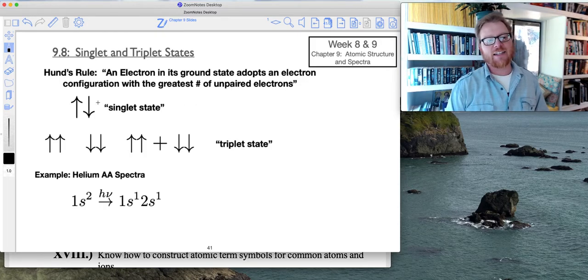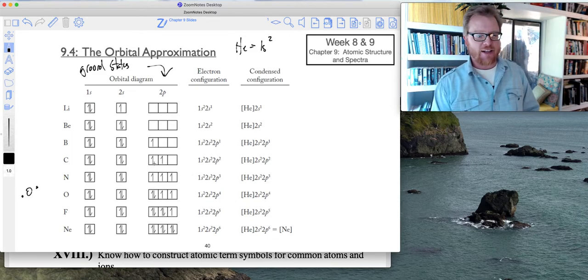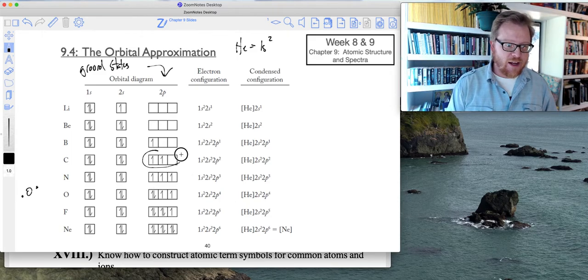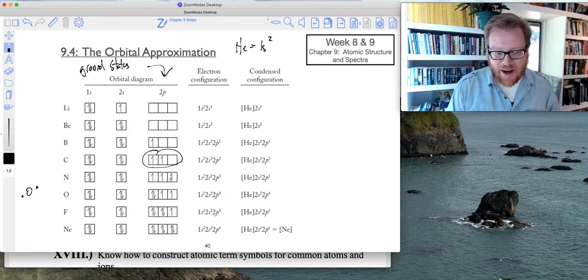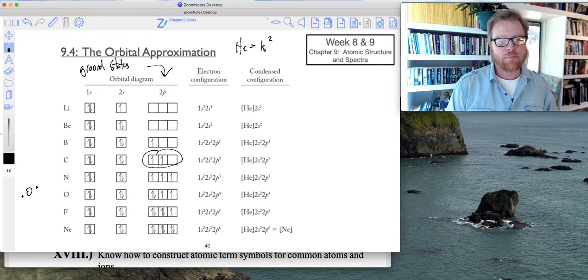So we recognize a singlet state is made by a true pair, but a triplet state is made by two electrons that are unpaired. If we go back and look at these electron configurations for a minute, this carbon state right there, that's a triplet state. I'm not going to get into quite what this 3 is yet; we'll get there soon. But this carbon, two unpaired electrons, that makes a triplet.